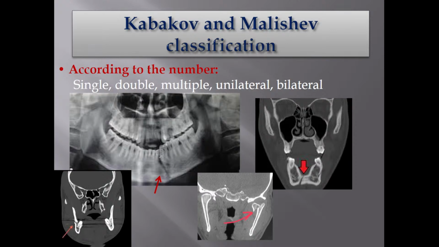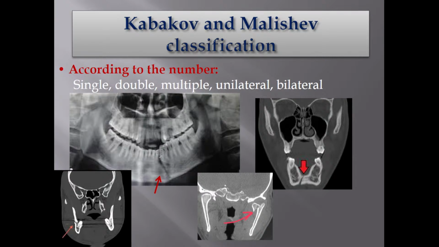It's a different classification: single, double, and multiple. It's according to the number or amount of the lines of the fracture. And unilateral and bilateral, it's understandable too, according to the side of the fracture. It can be single, for example, and unilateral.